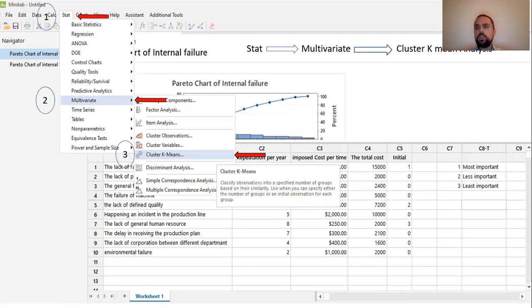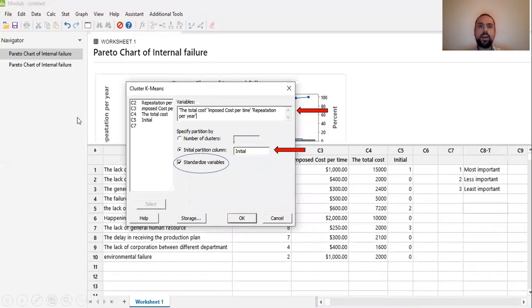So to do this analysis, we need to go to Stat, Multivariate, and Cluster K-Means. Click on it. We have this page. Please pay attention in the part of variables. We need to select 2 or 3 variables, not just one. If you select just one, it shows an error that there is not enough information. So I select 3 variables: repetition, cost per time, and total cost.